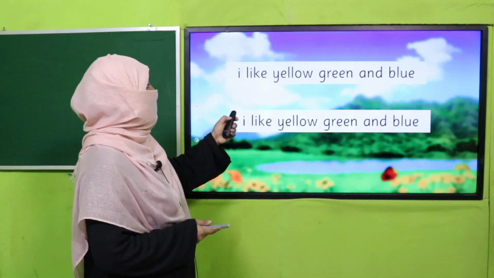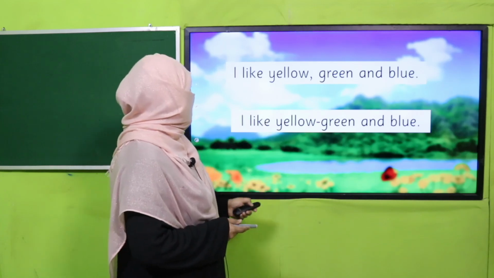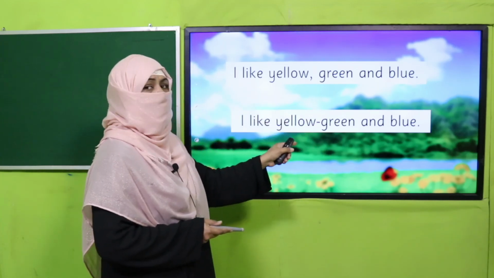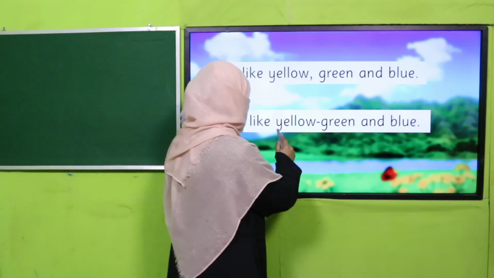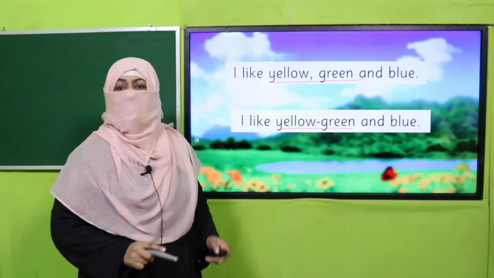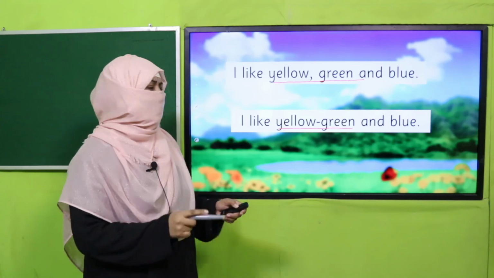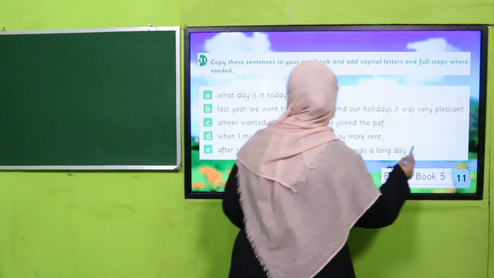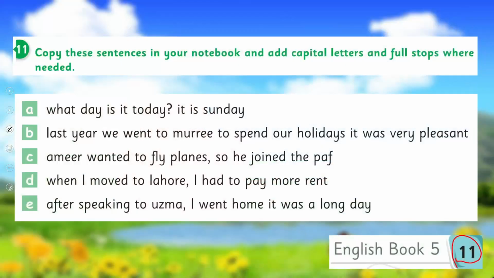I like yellow, green, and blue. So I like yellow, green, and blue. I like yellow, green, and blue. You see, just by putting different punctuation marks, the meaning of the sentence is different. I hope you thoroughly enjoyed it. So let's practice it from your book. Open your book on page number 11. What you are supposed to do?